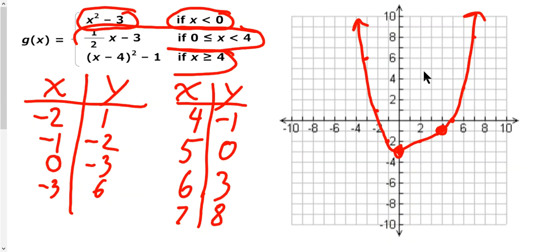So it's kind of parabola curvy over here to the left of 0. It's nice and straight there between 0 and 4 because it's linear. And then it goes back to parabola on the other side. And that's what that one looks like.